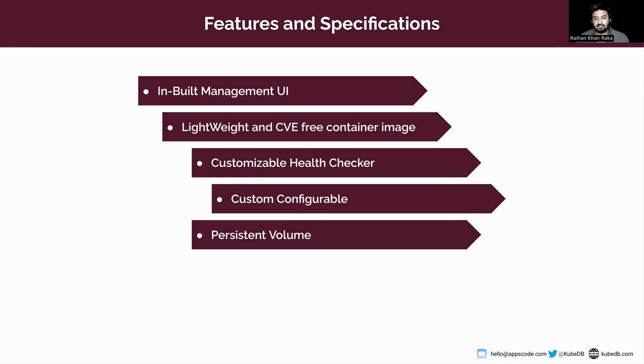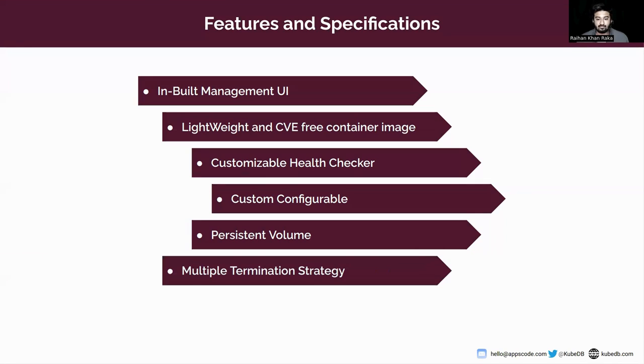Persistent volume, obviously. So you have options to persist or not persist your data on the disk. You can add your preferred persistent volume to provision the RabbitMQ cluster. And multiple termination strategies, which we have already discussed. You are getting multiple termination strategies for your RabbitMQ cluster, like Halt, Delete, WipeOut, and DoNotTerminate. DoNotTerminate can be used to prevent accidental deletion.